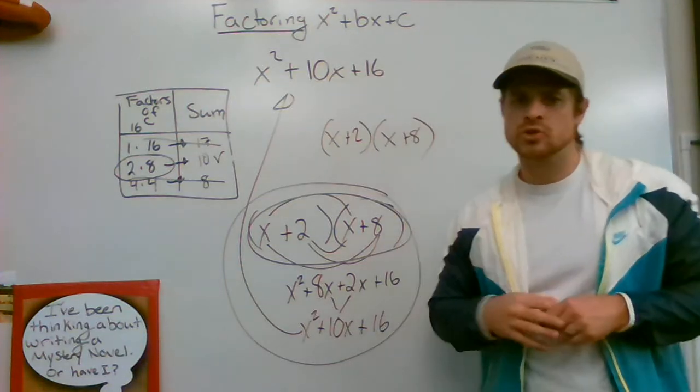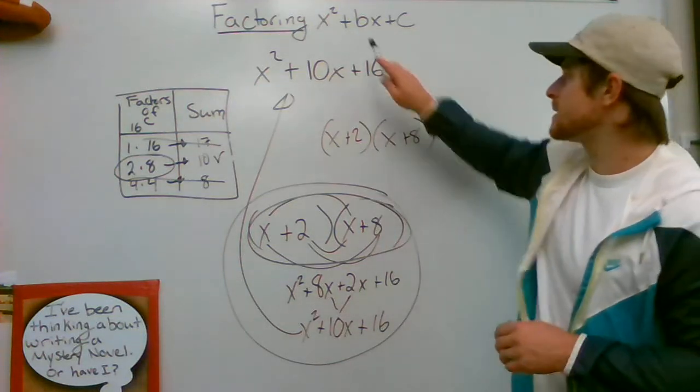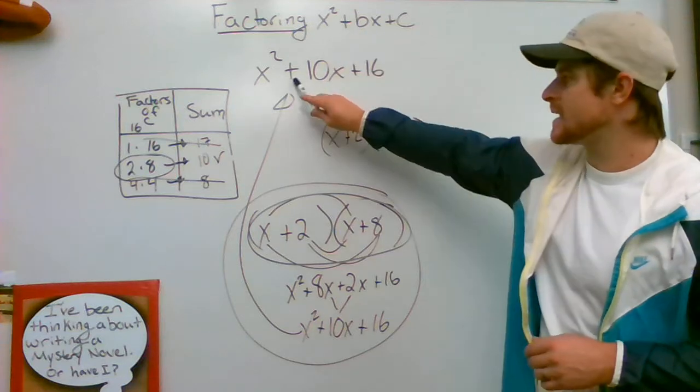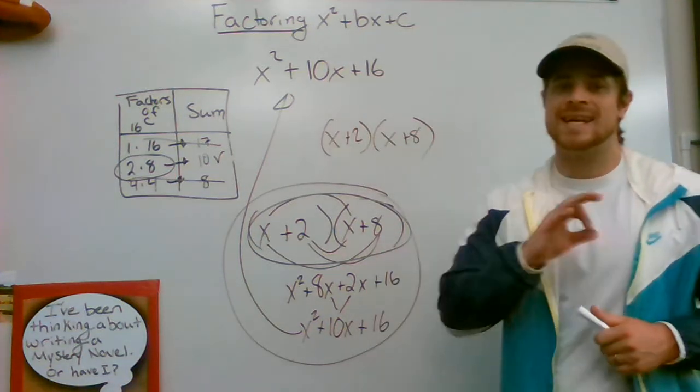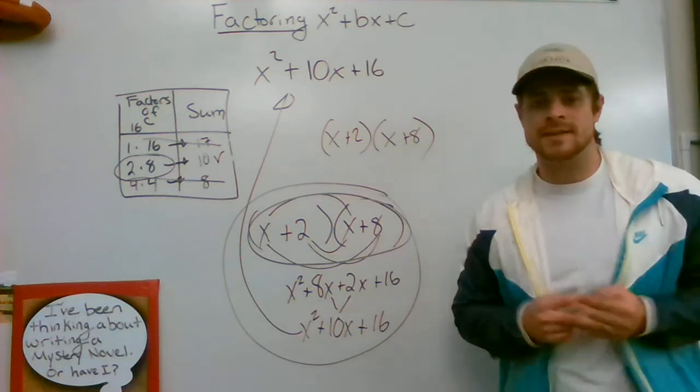The next video that I post shows you how to do all three types. Sometimes the b is negative. In this case, everything was positive. Sometimes the b is negative, sometimes the c is negative, and there's a slight adjustment to what we have to do there, but it's nothing too crazy.